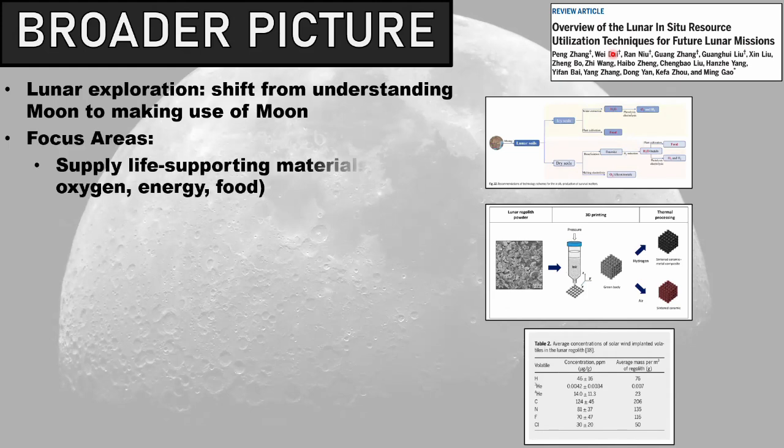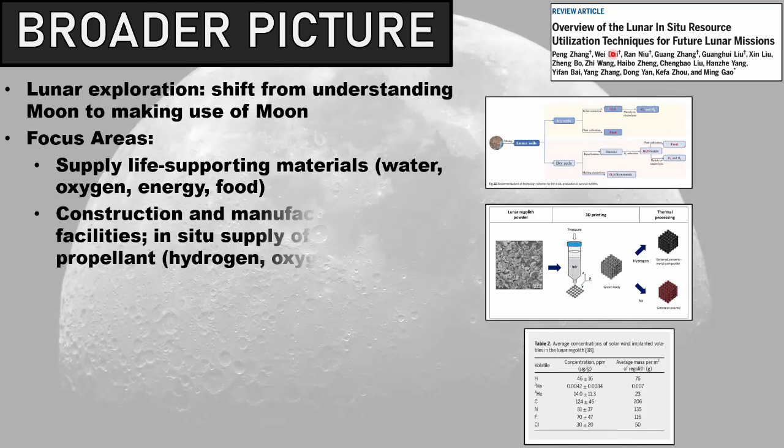So some focus areas. If we're going to have long-term habitation of the moon, you're going to need to supply life-supporting materials: water, oxygen, energy, and yes, food. But food, so growing plants in something like regolith, is only a part of the overall picture that we need to solve and where regolith may play a role. There's also construction and manufacturing of facilities, including creation of rocket propellant.